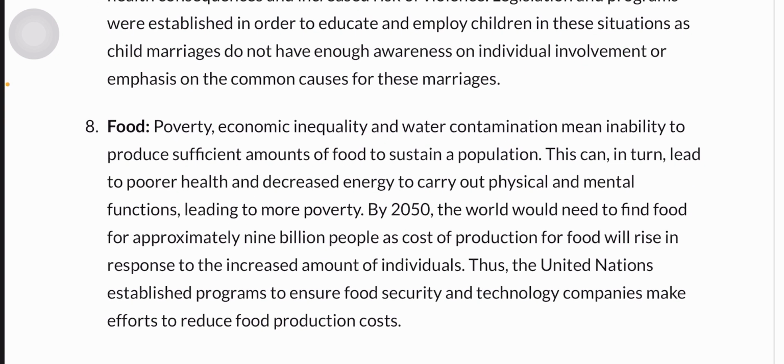Number 8, food. Food poverty, economic inequality, and water contamination mean inability to produce a sufficient amount of food to sustain a population. This can in turn lead to poorer health and decreased energy to carry out physical and mental function, leading to more poverty.